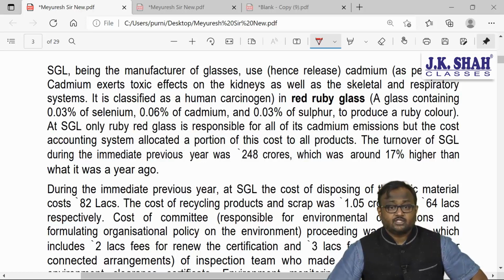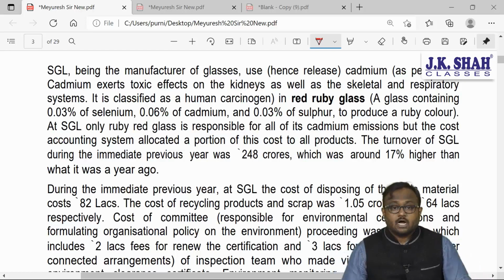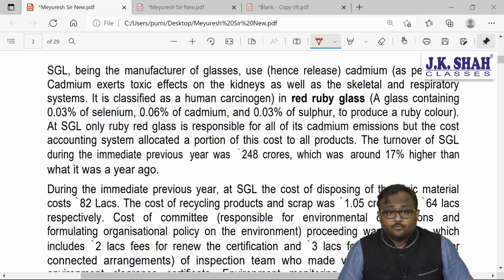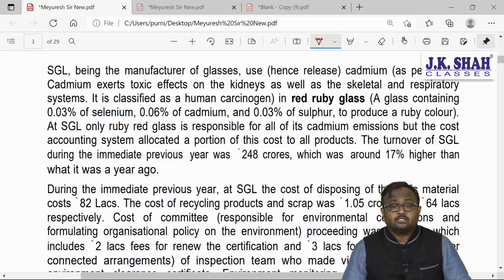It is classified as human carcinogen. Carcinogenic मतलब जिससे कैंसर हो सकता है. This was used in red ruby glass. 0.03% of selenium, 0.06% of cadmium and 0.03% of sulfur to produce ruby color.